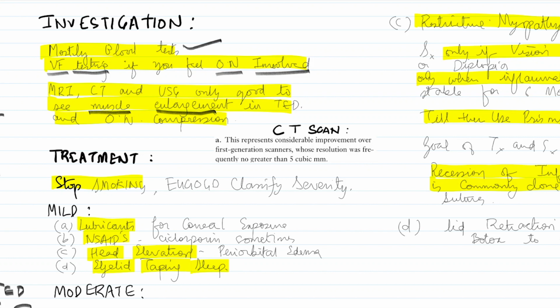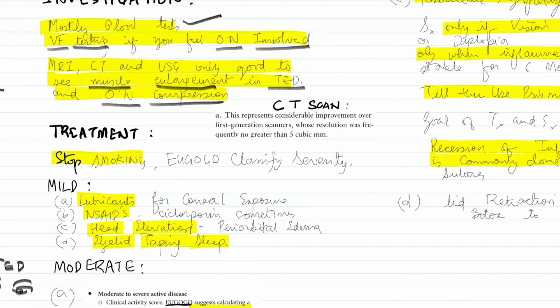So there's a point about CT scan that I've written here. I must have come across this point and I felt it was interesting enough to include. Even though this is not a point specifically for TED, just a point about CT scan, let's have a look at it. CT scans represent a considerable improvement over first generation scanners, whose resolution used to be 5 cubic millimeters. I think now they almost have 40 cubic millimeters, if I'm not wrong.